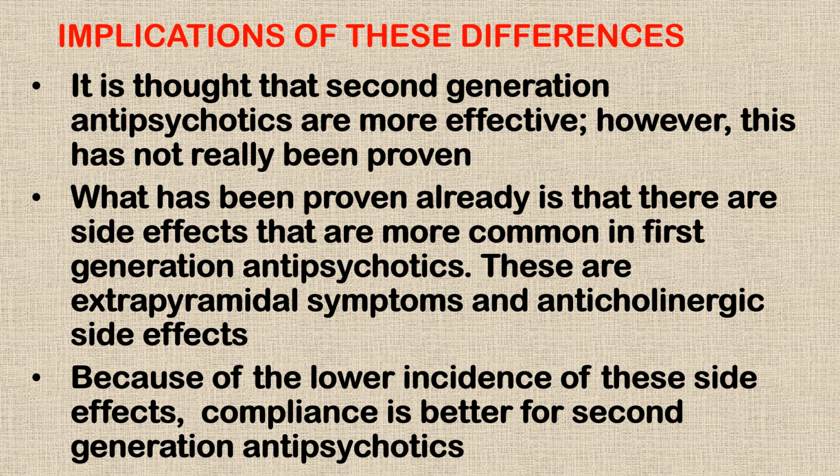What are the implications of these differences? It is thought that second-generation antipsychotics are more effective since they block both serotonin and dopamine. However, this has not really been proven. What has been proven already is that there are side effects that are more common in first-generation antipsychotics. These are extrapyramidal symptoms and anticholinergic side effects. Because of the lower incidence of these side effects, compliance is better for second-generation antipsychotics.